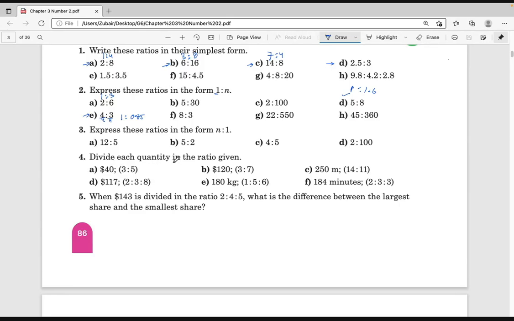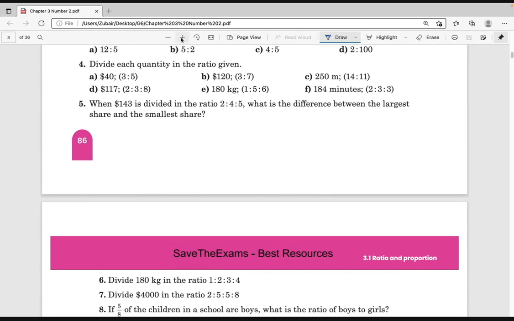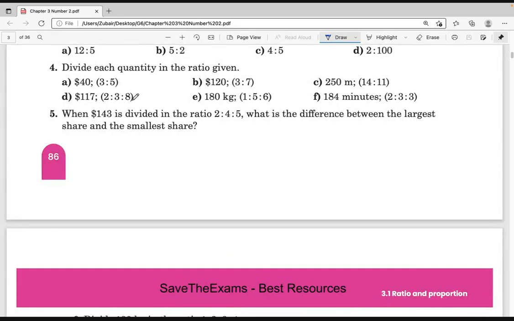Question four says divide each quantity in the given ratio. So we have to split 40 in 3:5. So the first one is 3 out of 8. The denominator is always the sum of all ratios. I'm using calculator. 3 by 8 of 40 gives me 15. So this is 15, and the remaining is 40 minus 15, because I had just two ratios, I can do that. So 15 ratio 25. Try C part.